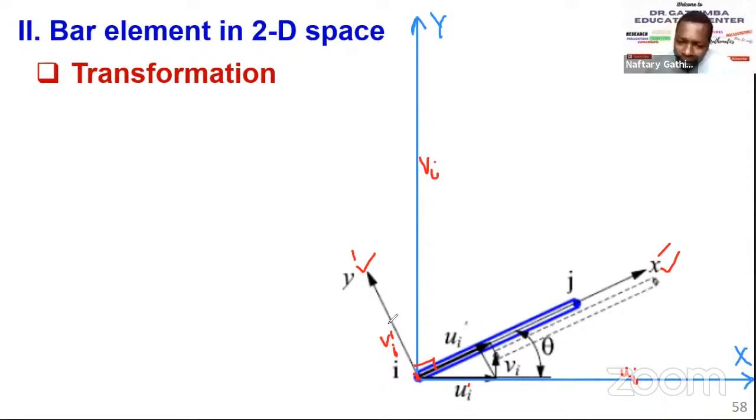At the local coordinate system, when we are just considering one element, there is no vertical displacement at the node. So that's why we are saying this v prime i or v prime j does not contribute to the stretch or deformation of a bar element, but it contributes to the deformation of a structure. All right, now we have done that.